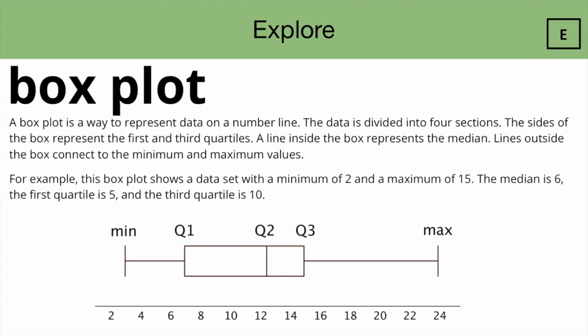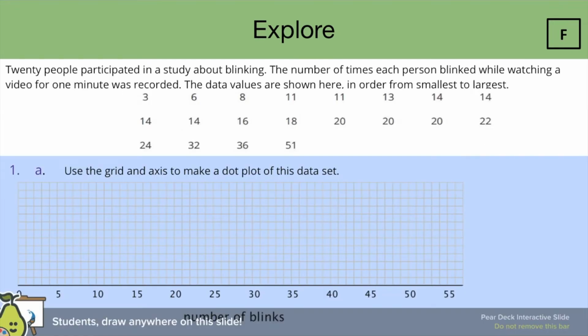For example, this box plot shows a data set with a minimum of 2 and a maximum of 15. The median is 6, the first quartile is 5, and the third quartile is 10. For slide F in the Explore, students are presented with the following situation. 20 people participated in a study about blinking. The number of times each person blinked while watching a video for 1 minute was recorded. The data values are shown here, in order from smallest to largest.